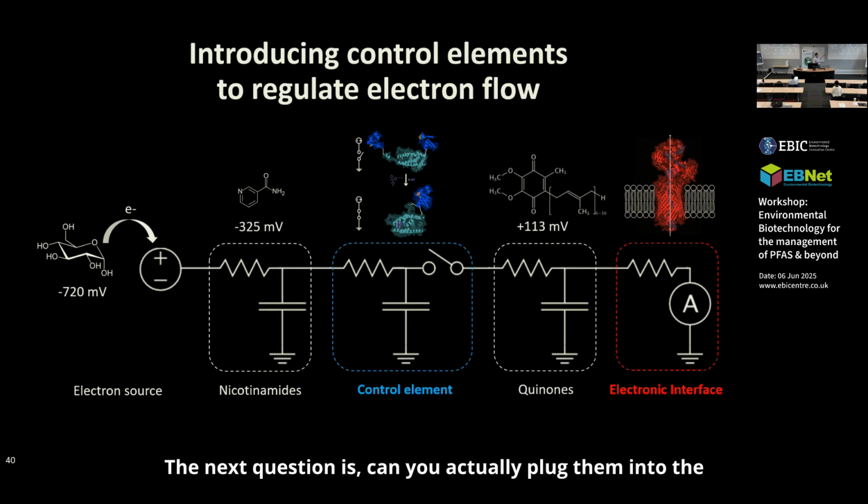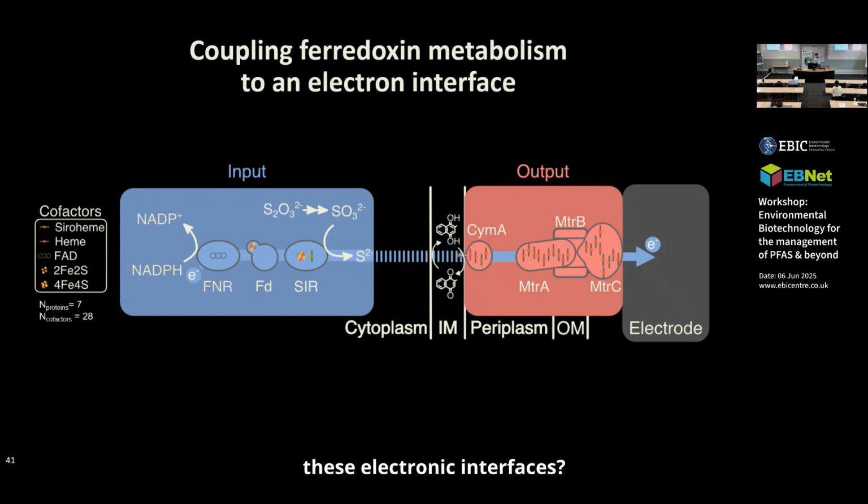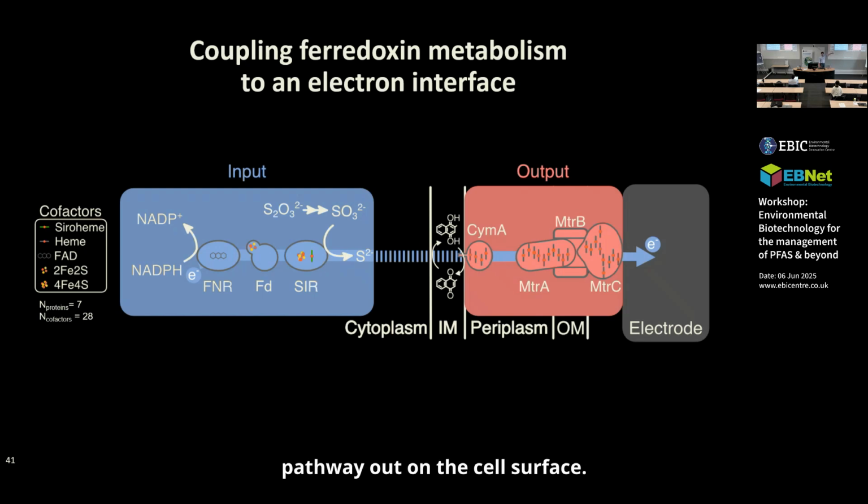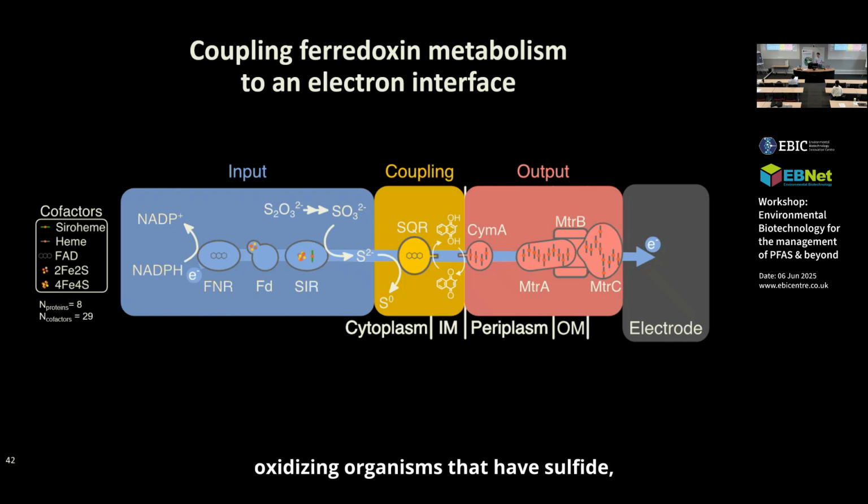The next question is, can you actually plug them into the circuit and control the flow of electrons, right? The first thing we wanted to do was just test, can you measure the activity of a ferredoxin with one of these electronic interfaces? The pathway that I just described to you takes electrons from NADPH and makes sulfide out of them. And so we needed some way to couple this sulfide to this MTR pathway out on the cell surface, so some way to connect these to the quinone pool. Fortunately, there are tons of sulfide oxidizing organisms that have sulfide quinone reductases that do this one enzymatic step. So we inserted one of these, and we built out an E. coli strain for expressing all of these components.